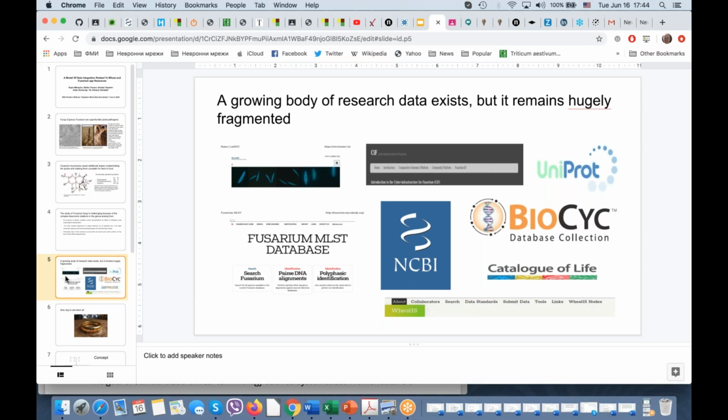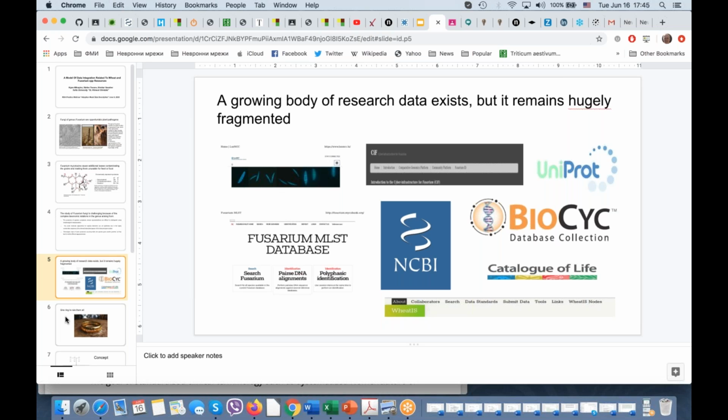So definitely with some additional extensions: the annotated proteins in UniProt, the database collection in BioPsych, and the Fusarium MLST database itself. So definitely there are a lot of additional sources of data which lie behind this screen. Definitely the most important data came from the Wheat Information System.